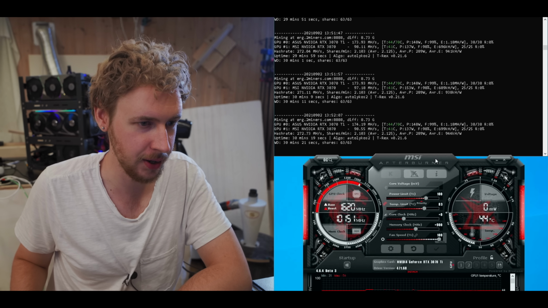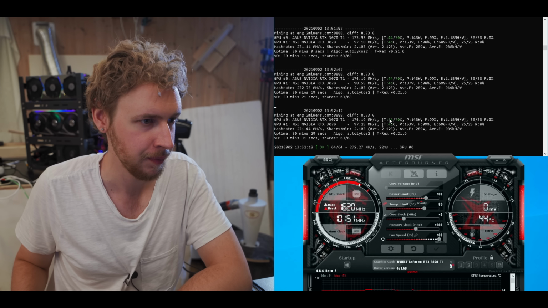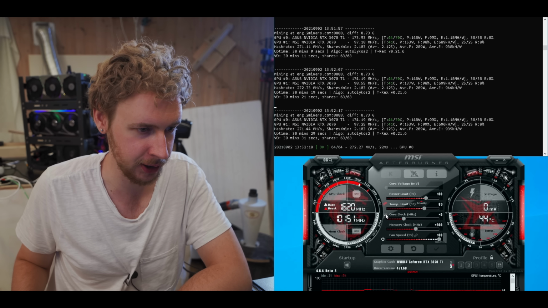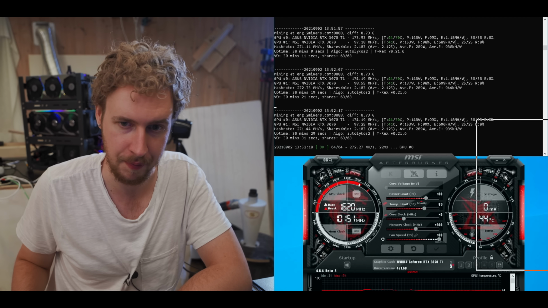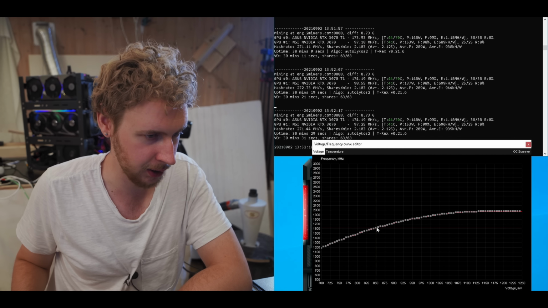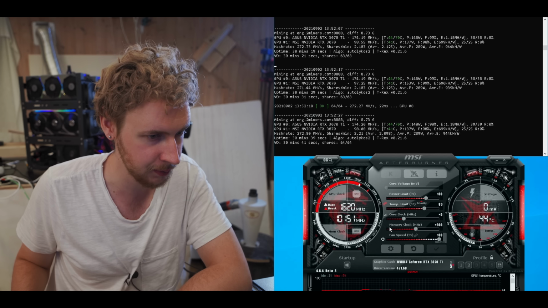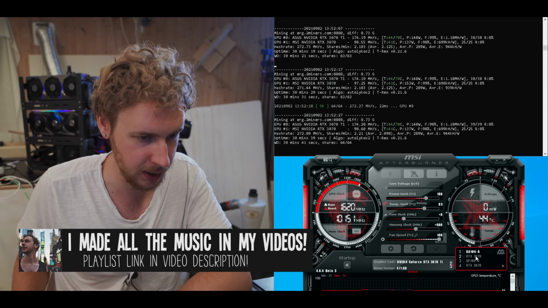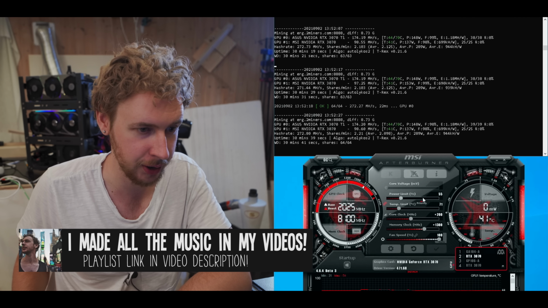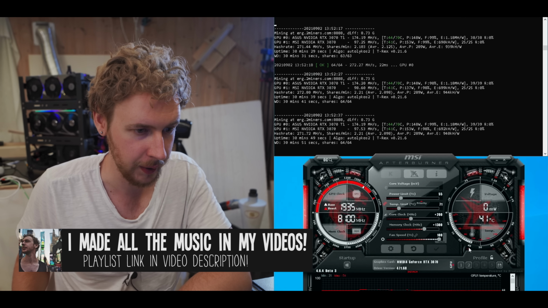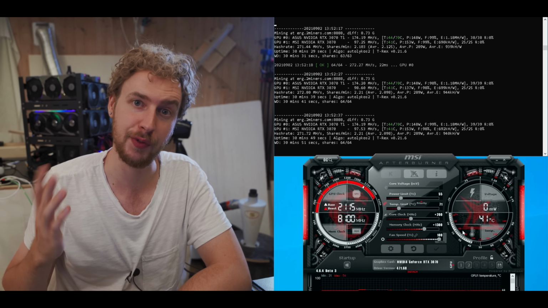And by the way, the overclock settings I had for the 3070 Ti is just plus 900 on the memory clock, and then I just locked my core clock at around 1600 megahertz. And as for the 3070 LHR, you can see the numbers on the screen here. All right, now let's move on to the next coin, which is Vertcoin.